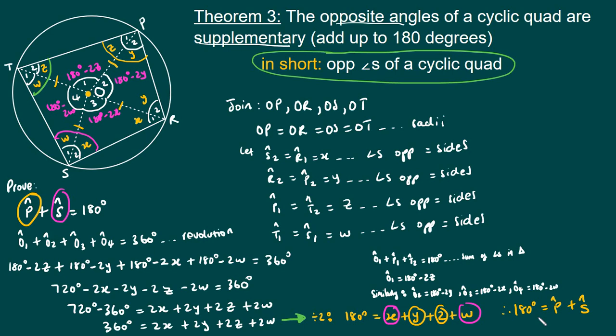All you have to remember for me is the routine. I need you to remember that for cyclic quads, we have to find O1, then find O2, O3, and O4. After that, add those O1, O2, O3, and O4. As simple as that, then you have proved the theorem.